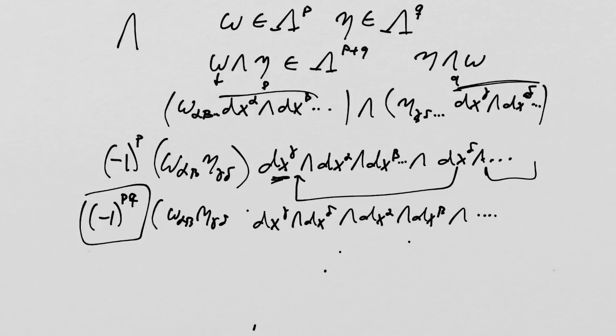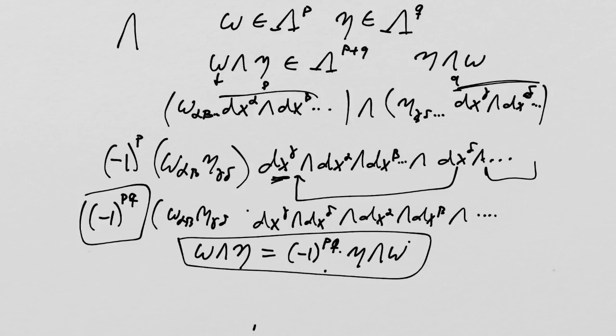So the rule is omega wedge eta equals minus 1 to the pq of eta wedge omega. All right, so that's this rule here. That's the origin of the way these things commute or don't commute. If they don't commute, they anti-commute. But you'll notice if two things anti-commute, then we have this problem, right?